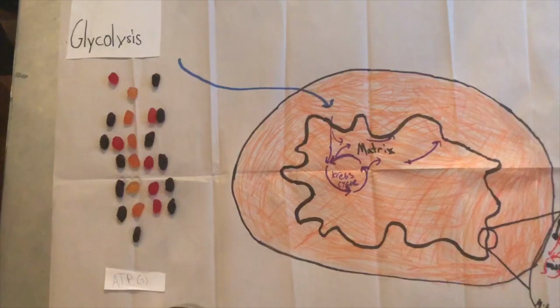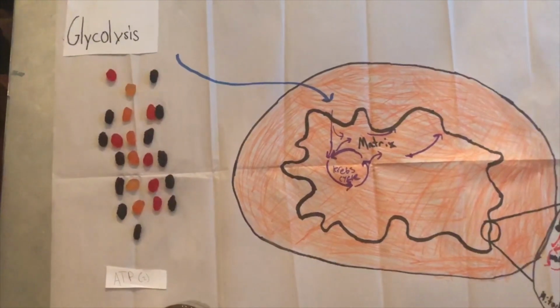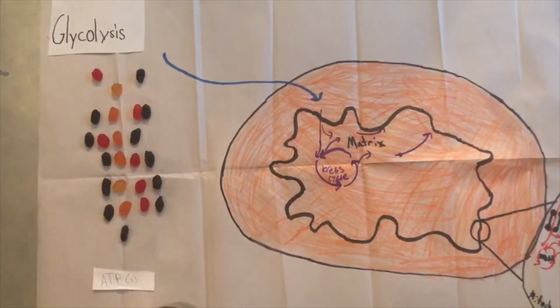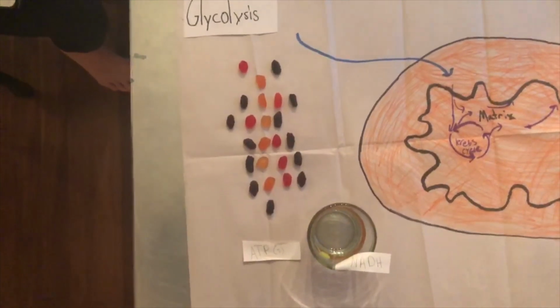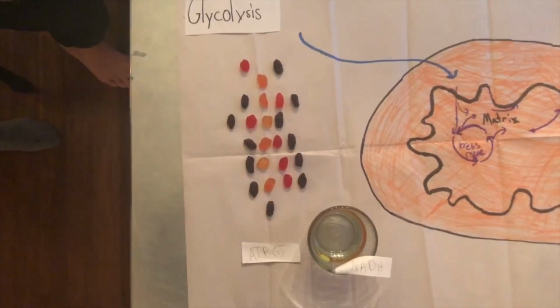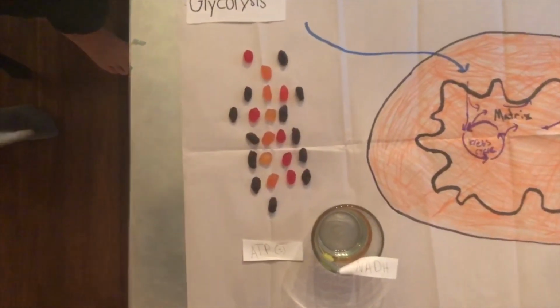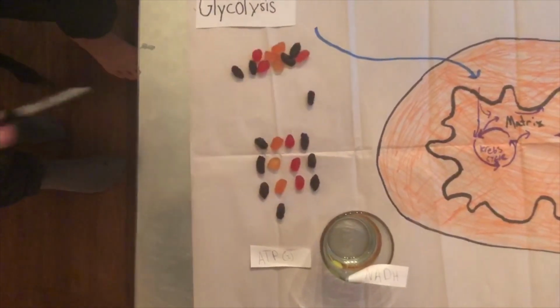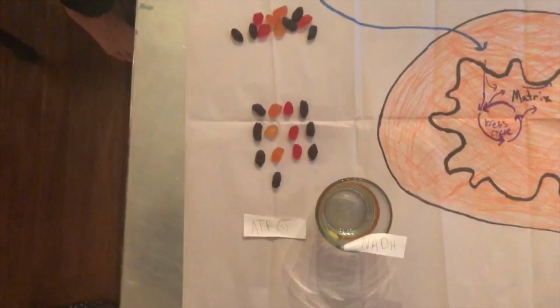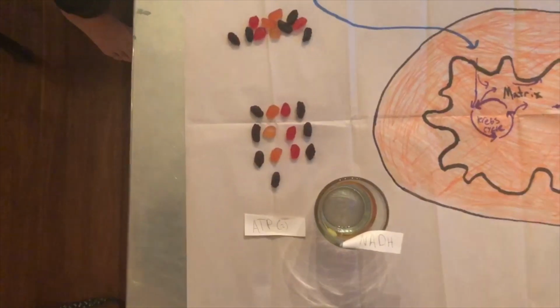But the first step of cellular respiration, called glycolysis, takes place outside of the mitochondria. Glycolysis, which happens in the cytoplasm of the cell, is when glucose is turned into 2 pyruvate and also forms 2 ATP and the electron carrier NADH.